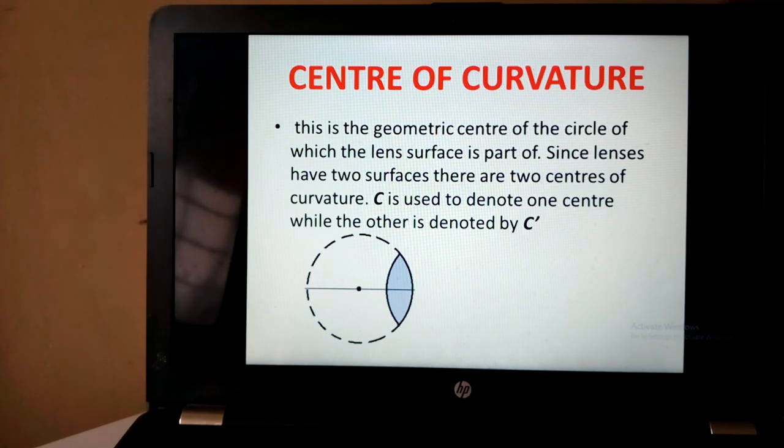But let us pick it step by step. Use the keyword surface. Okay? This shaded lens has two curved surfaces, one, and here two. So each curve completes its circle. Whenever you have a circle, you have a center, and that is what we call center of curvature.